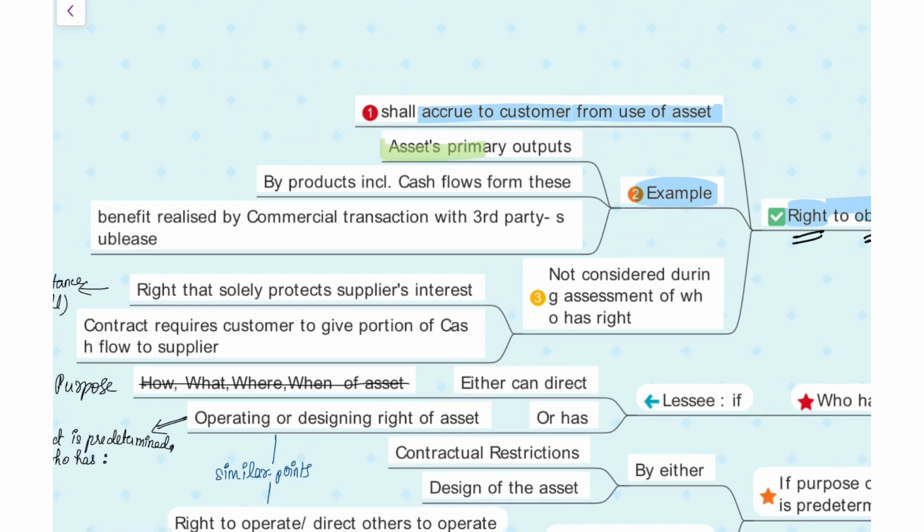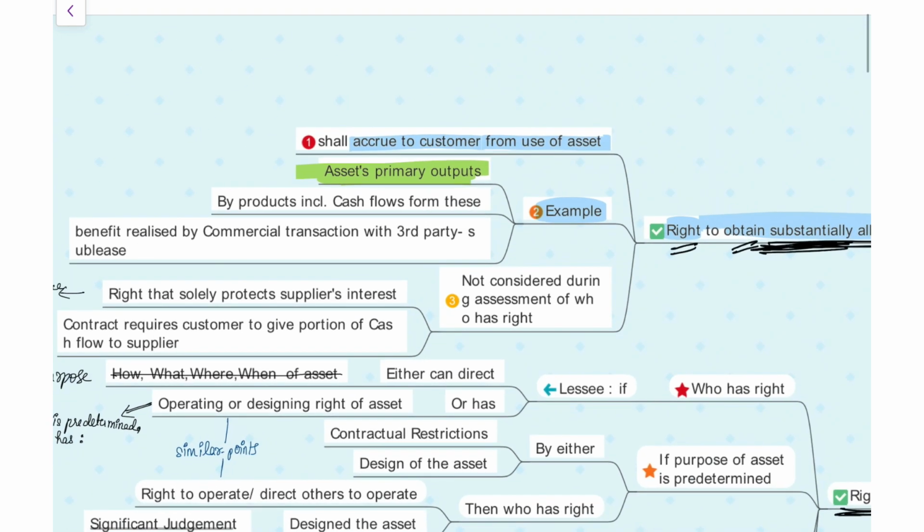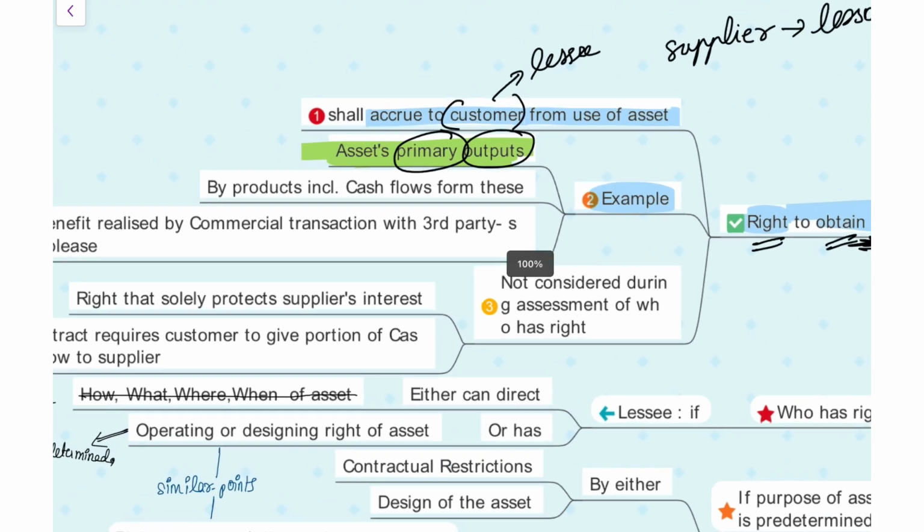The first one is the asset's primary outputs shall accrue to the customer. That means, I'll clear out here, the customer means the lessee. Whereas if there is anywhere where it is used as supplier, it means the lessor, because the lessor is the person who supplies the asset. Correct? And the lessee who is getting it will be known as the customer. Okay. So the primary outputs of the lease asset should belong to the lessee.